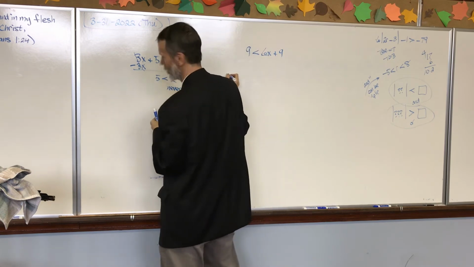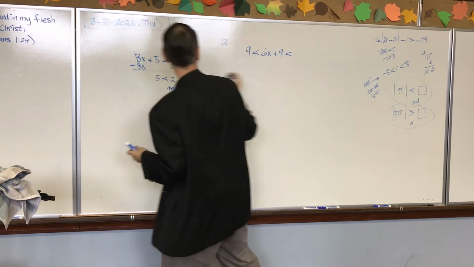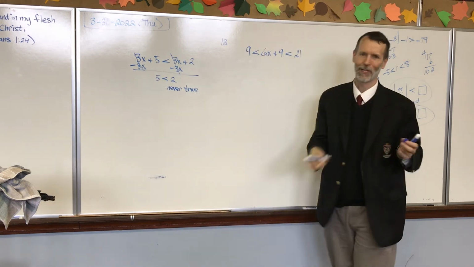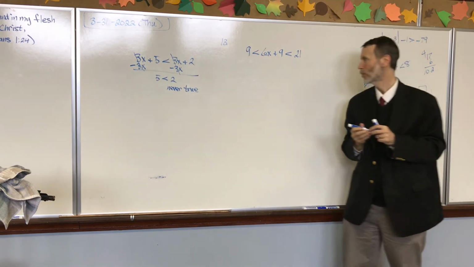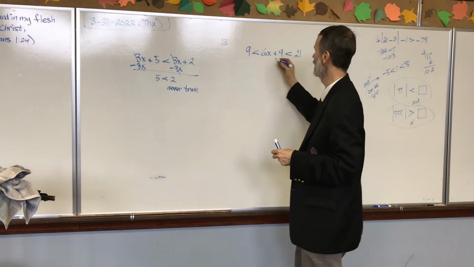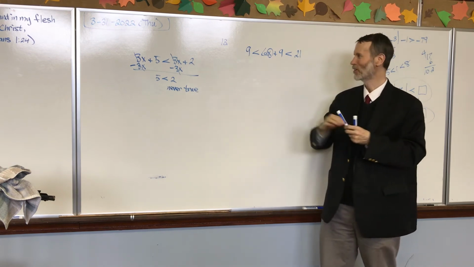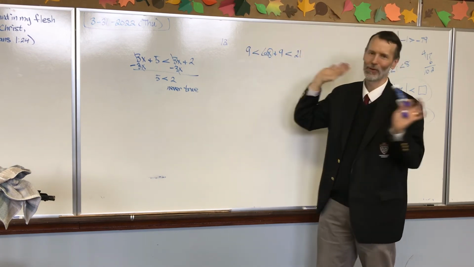Yeah, sorry, this is number 13. And this is less than 21. So Isabella, take over. What are you trying to get by itself? X. What do you need to get rid of? Don't get distracted. These are 2 answers, so don't ignore those.